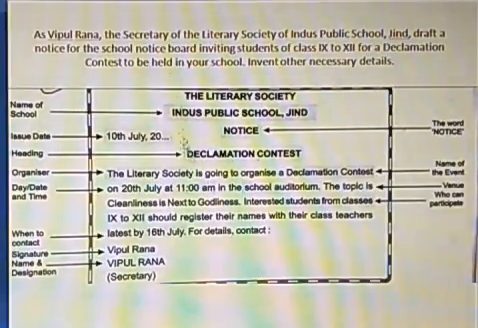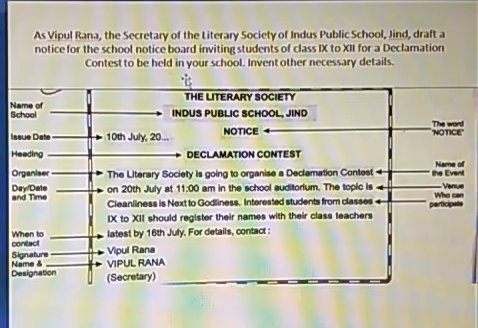Students, this is a specimen of a notice. As Vipul Rana, the secretary of the Literary Society of Indus Public School, Jeend, draft a notice for the school notice board inviting students of class 9th to 12th for a declamation contest to be held in your school. Invent other necessary details. It means you have to write a notice on behalf of Indus Public School. This is the name of the school, students. See clearly.